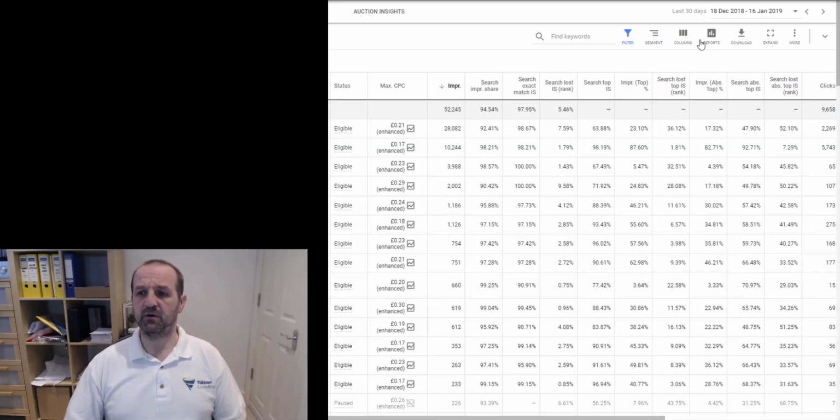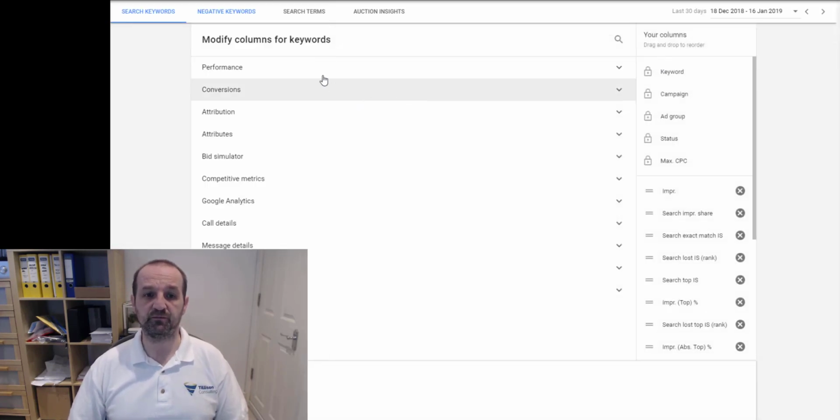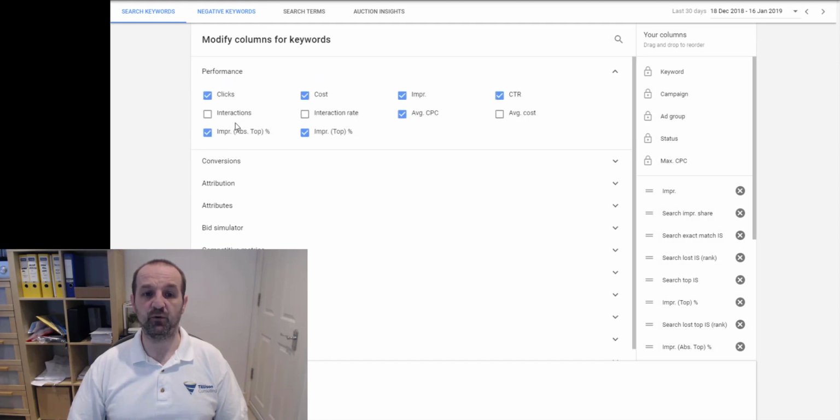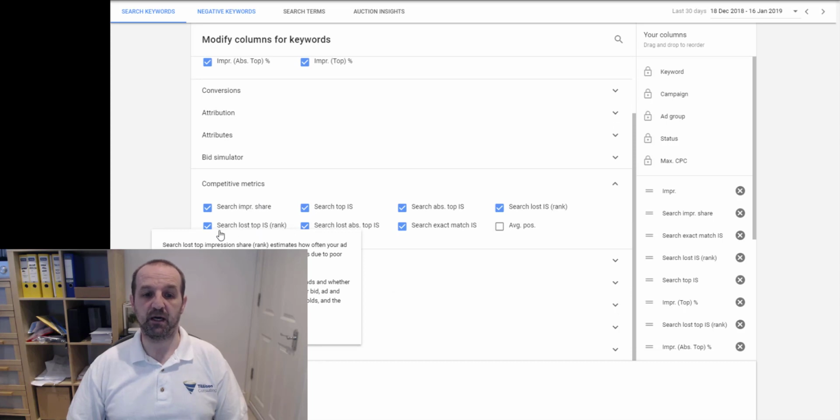So first and foremost, how do we add these to your Google Ads account in the data so you can analyze and check how your account is performing? Head into campaigns or ad groups or keywords or even the search terms reports, head to the columns button, and then you'll find some of them under performance. So impressions, absolute top, impressions top. And you'll also find some in competitive metrics, so search lost top impression share, and so on and so forth. I'm going to run through all these anyway and show you where they are, but that's where you'll find them. That's how you add them to your Google Ads account.